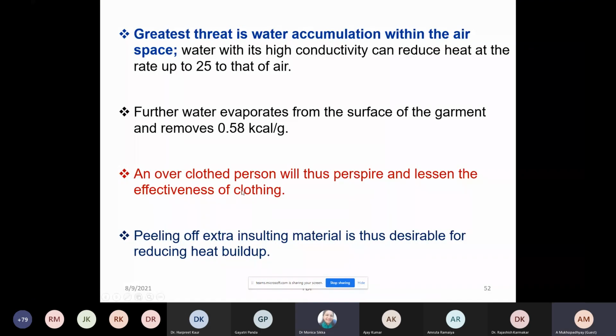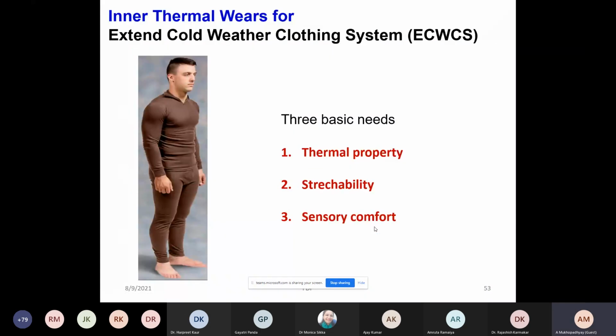Now, an overclothed person will thus perspire and lessen the effectiveness of the clothing. Peeling off extra insulating material is thus desirable for reducing heat buildup. So, if there is a heat buildup, extra material can be removed. Now, you can see the inner thermal wear. Thermal properties, stretchability, and sensory comfort are all required. So that's why you need the lycra also.